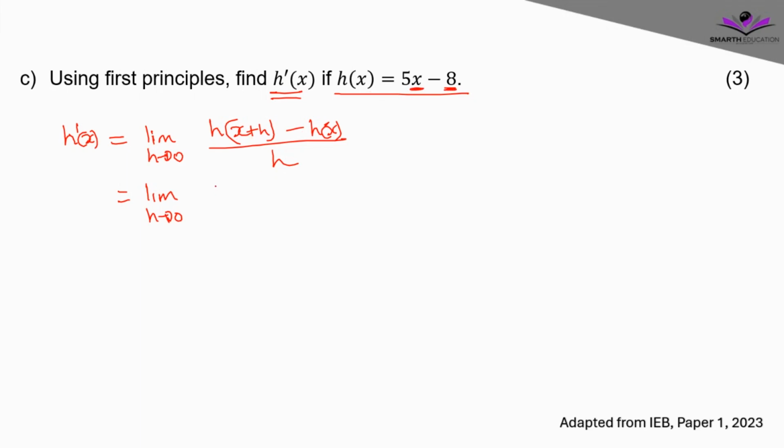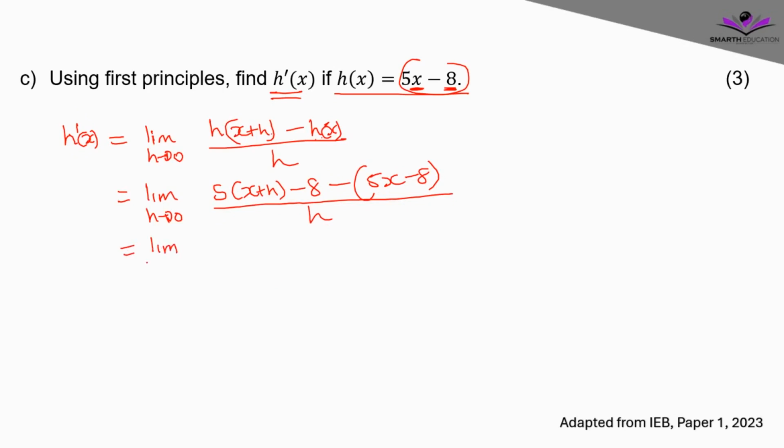So it's going to be 5 times (x plus h) minus 8. This is h of x plus h. And then minus h of x. This is h of x. Always put your h of x inside the bracket. So let's put this in the bracket: 5x minus 8, all over h.